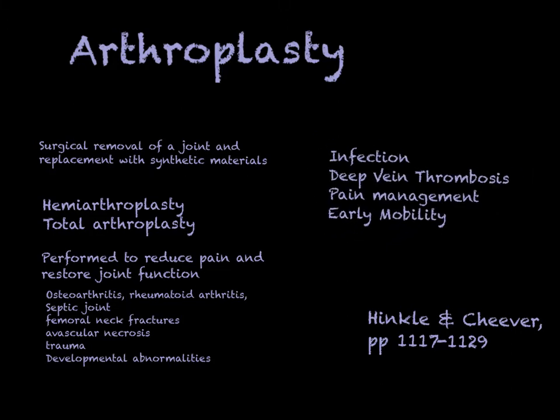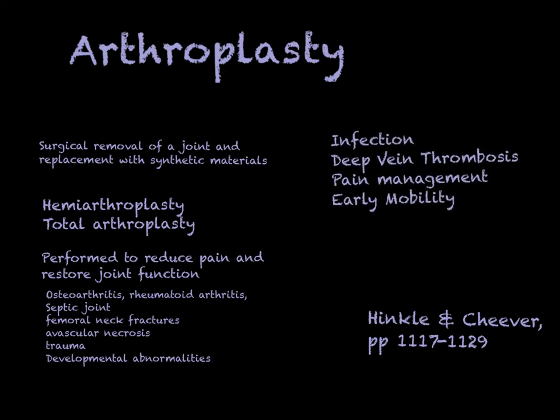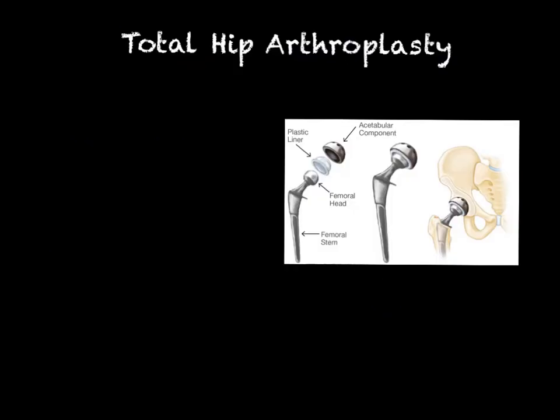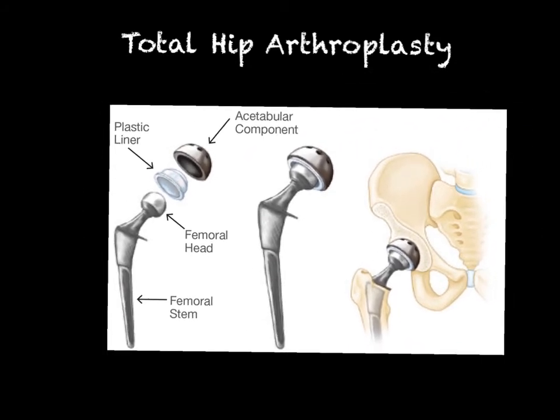Okay, so I think that's pretty much an overview of joint replacement in general, and then we'll go into hip and knee respectively. Okay, so we're moving on to total hip arthroplasty, and this is kind of what it looks like when it's all done. Showing you the prosthetic device.